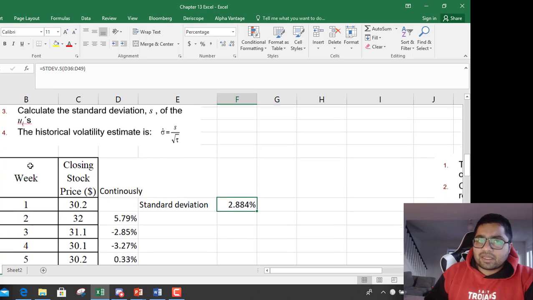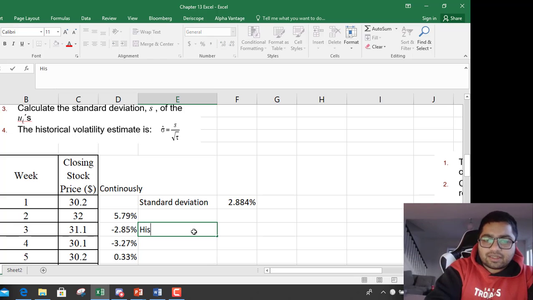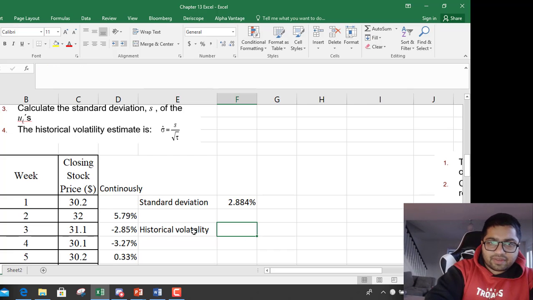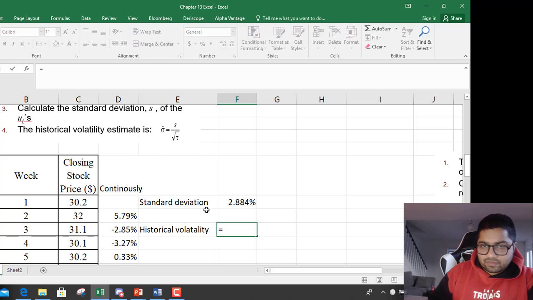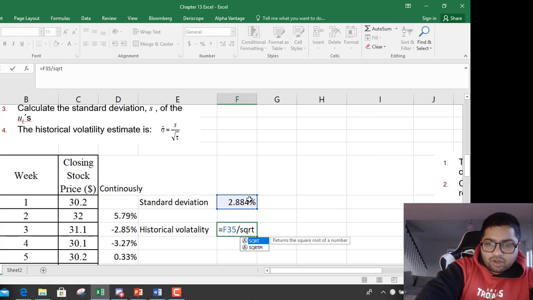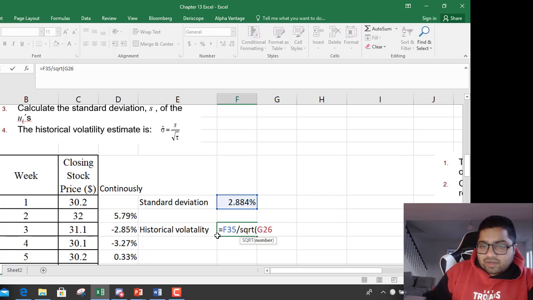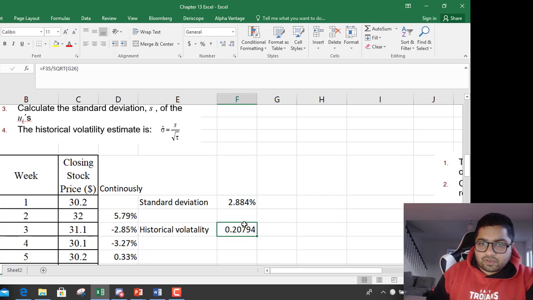Fourth step is calculate historical volatility. That is what we wanted, historical volatility. Historical volatility is given as S divided by the square root of this row variable that we calculated. So the volatility of this stock is 21%. Okay, volatility of this stock is 21%.